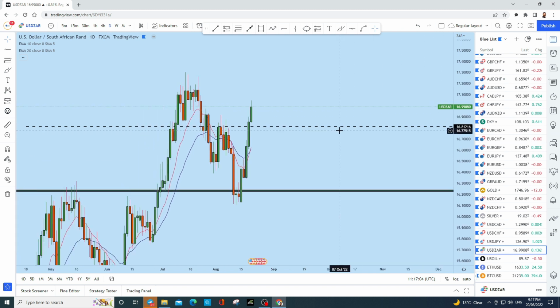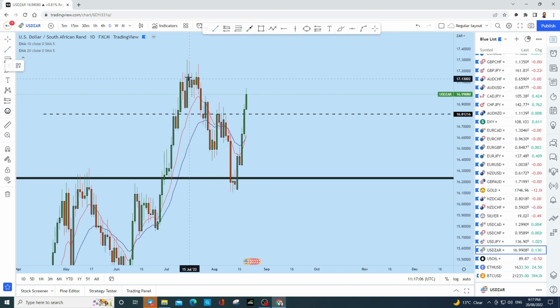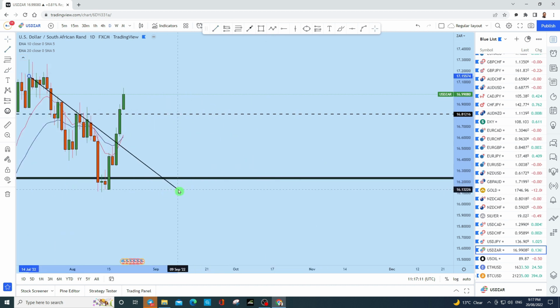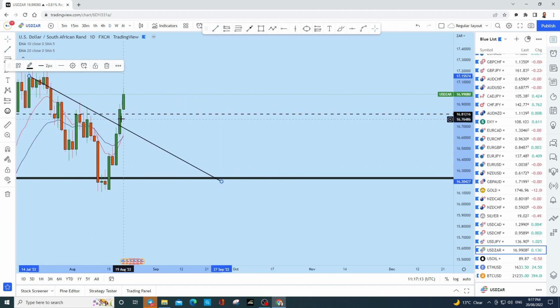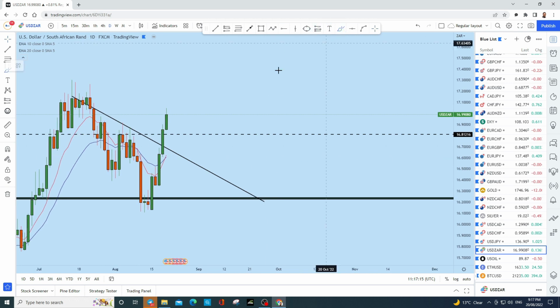Now to create that doji on the weekly, we might see on the daily that USDZAR is probably coming back to this neckline. This is the zone that we are expecting. So I think the price might come for a deeper retracement to this zone on the daily, probably test this 20 period moving average, and then we'll go up.